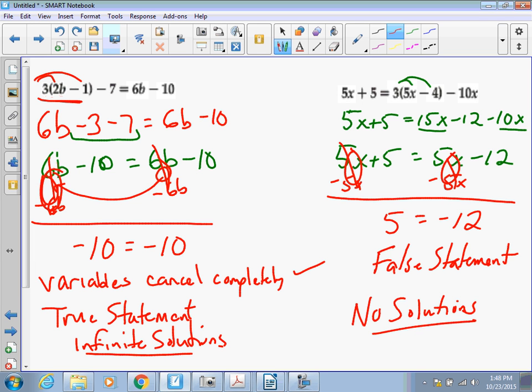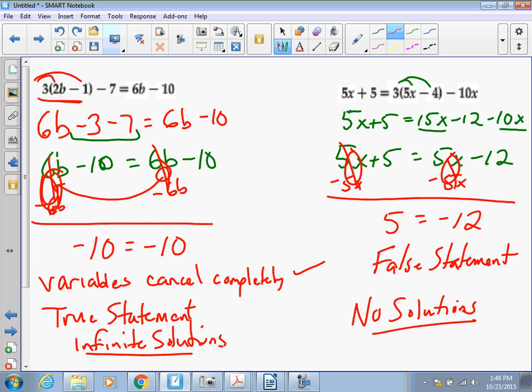There's the idea that variables cancel out, or they get added and subtracted into 0. So there is no variable left anymore, and you're left with a numerical statement. It's either going to be true or it's going to be false. In this case, one is true, it's infinite solutions, and one is false, there are no solutions.